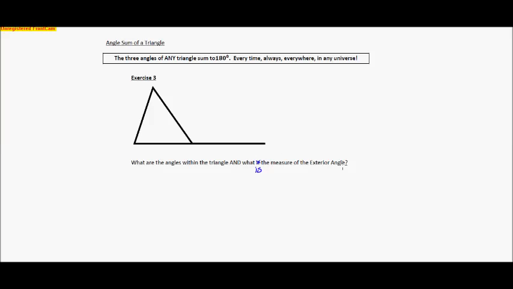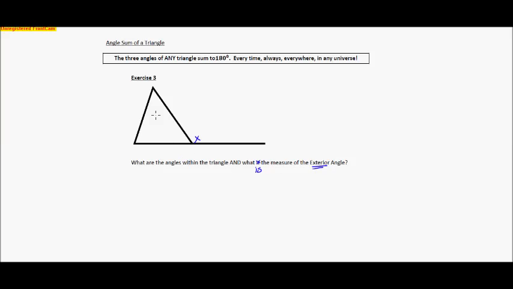The exterior angle, remember from last time we talked about what the word exterior means, that means on the outside of the triangle. So the exterior angle would be this one right down here. Let's tackle these two issues. They want to know what the angles within the triangle are and what is the measure of the exterior angle.